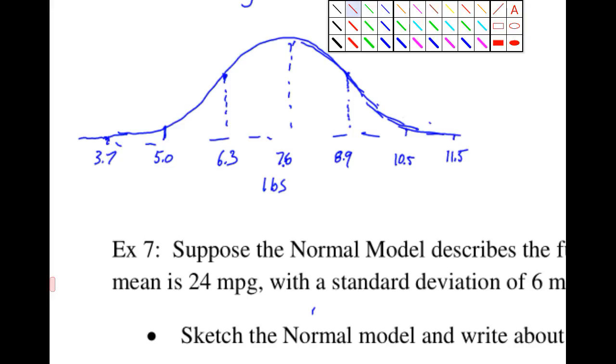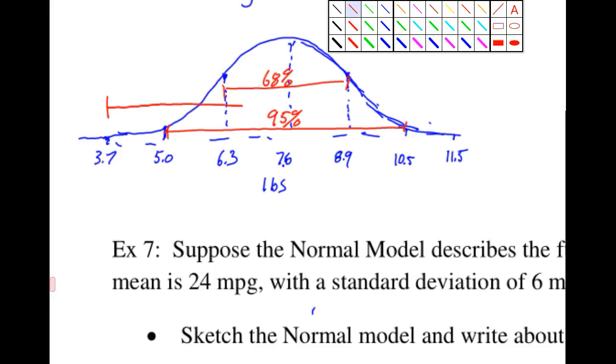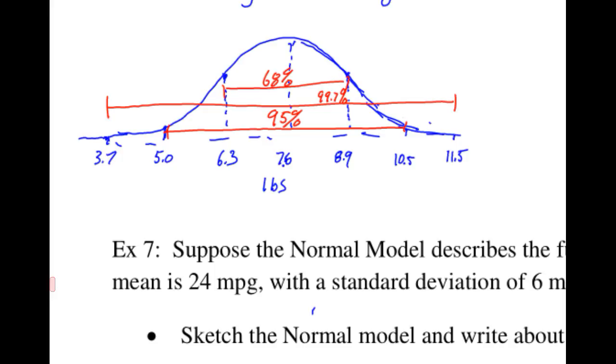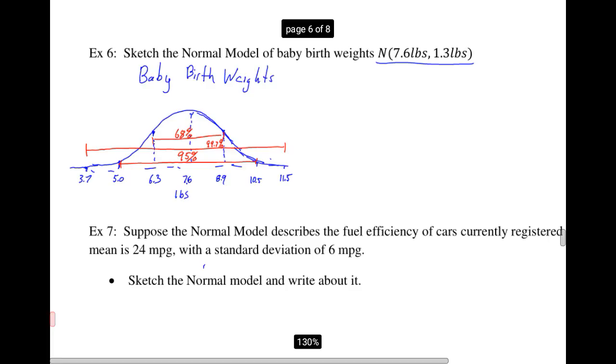So now let's write in the empirical rule. That's 68% roughly. We have 95% between 2 standard deviations. And 99.7% between 3 standard deviations. And there is our model for baby birth weights.